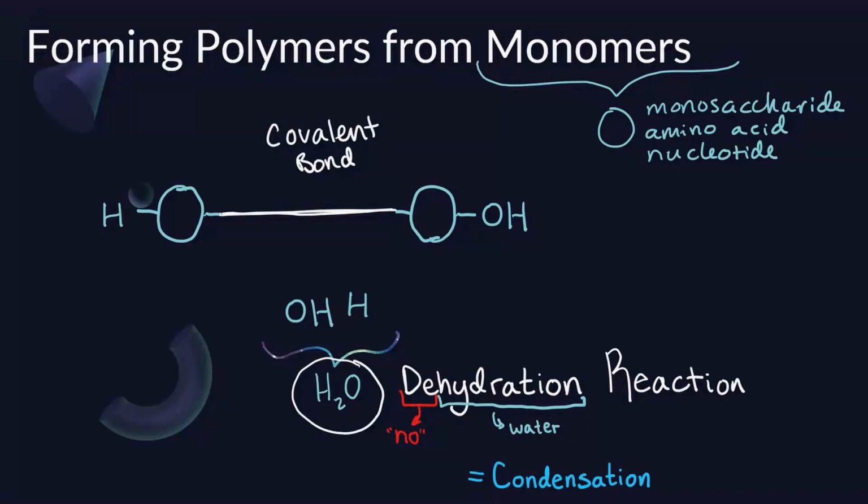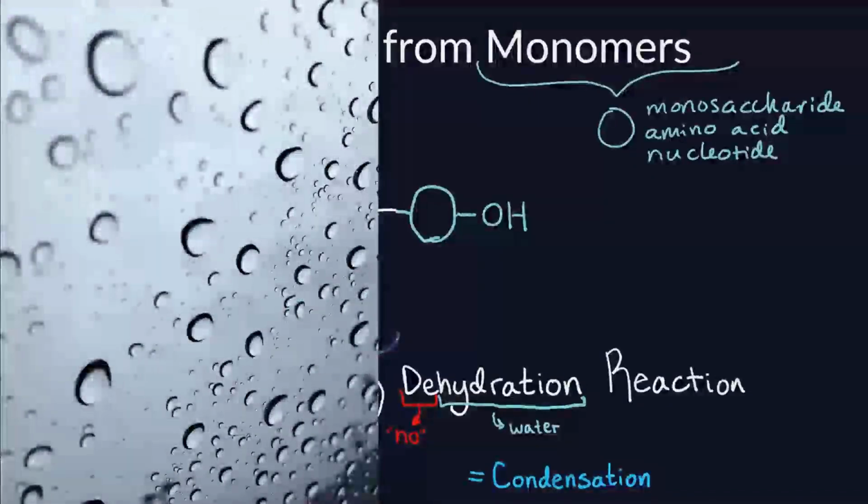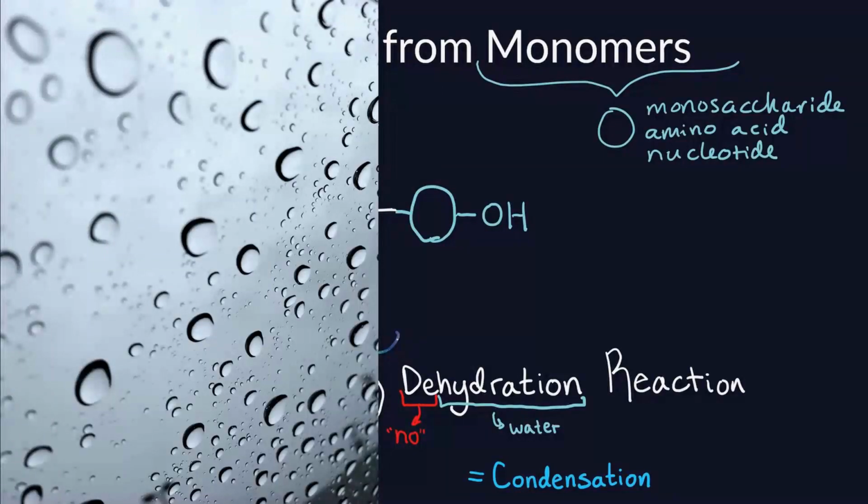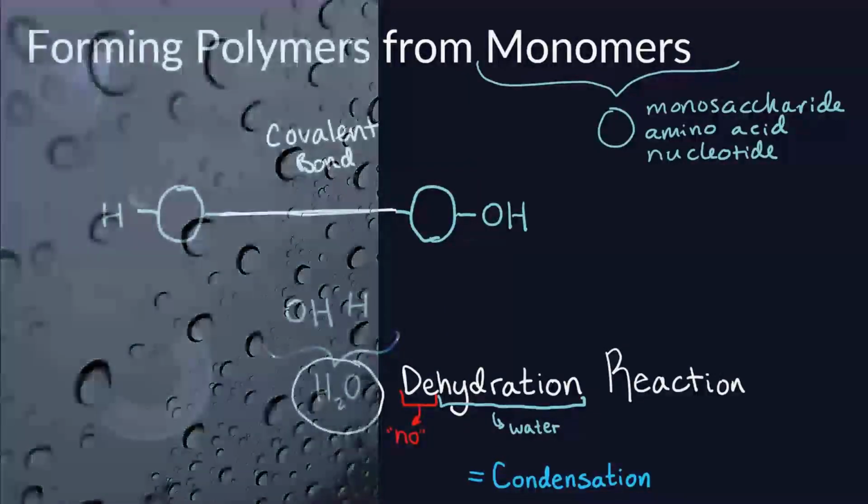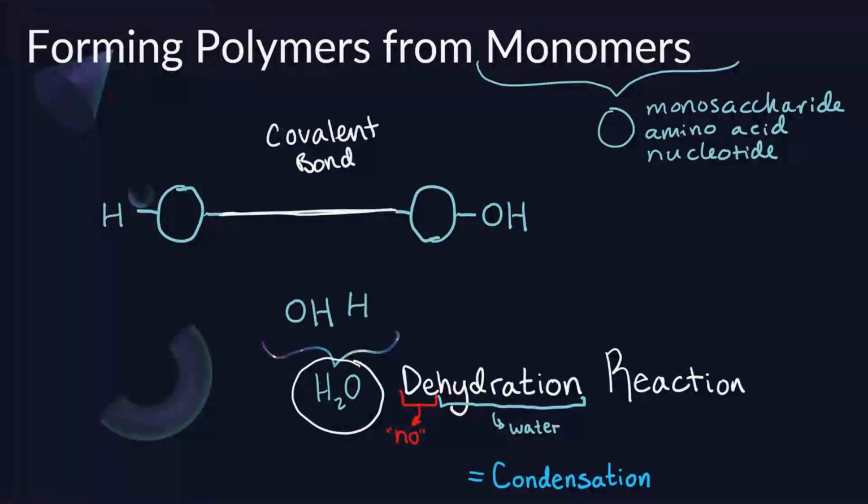When we think about condensation, a lot of times we think about the little droplets that form on the outside of a glass when it's condensing. And so if that helps you remember, we're forming water, water's leaving, so dehydration or condensation reaction.